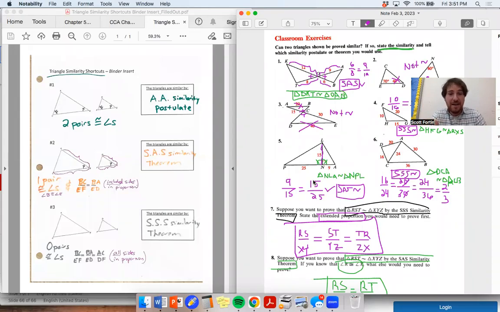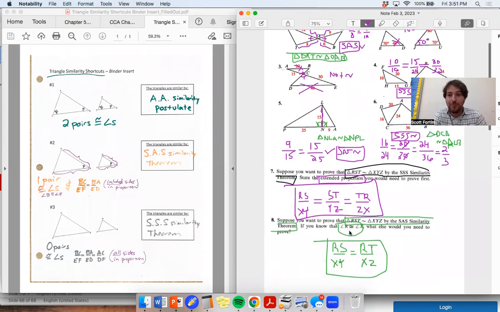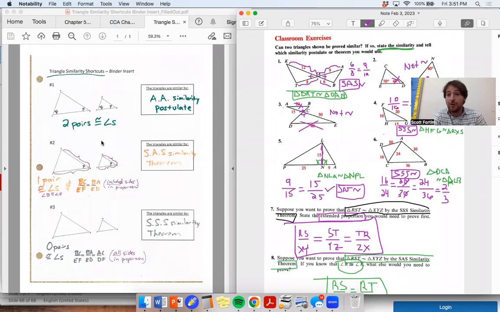Mr. Fortin here. I've got to admit, I'm a little frustrated right now. I just spent about 20 minutes explaining all of the classroom exercises, going through the whole thing, explaining how you can use your triangle similarity shortcuts document to help you on problems like these. I spent 20 minutes filming it, and then it just didn't work. There was still me in the video. You could see me and hear me, but you couldn't see the work.